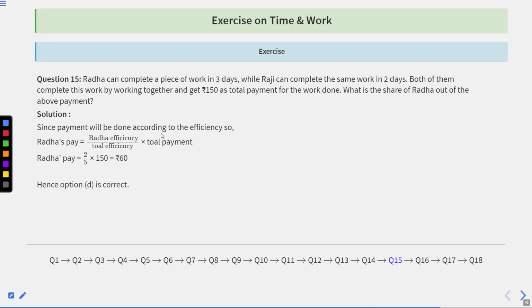Since the payment will be done according to the efficiency, Radha's pay will be Radha's efficiency upon total efficiency into total payment. Radha's efficiency was 2, the total efficiency of Radha and Raji was 5, and the total payment received was 150. When you multiply this, you get rupees 60. So Radha's pay will be rupees 60, which is option D.